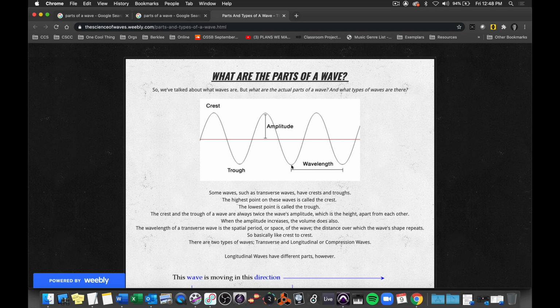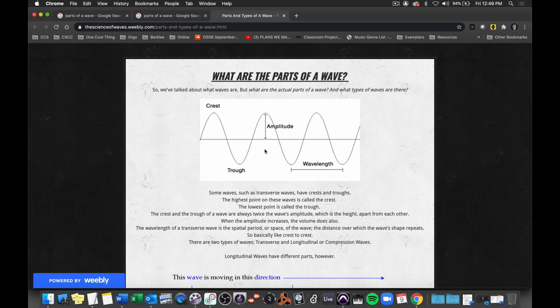The wavelength is the length of the wave as measured from one point to the exact same point on the next wave cycle. Here you can see an entire wave cycle, and then a second wave cycle, and then a third wave cycle, and then the fourth one just starts, but we can't see the entire cycle.